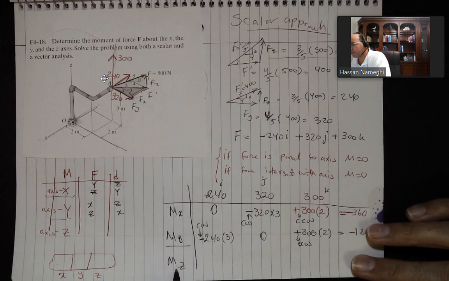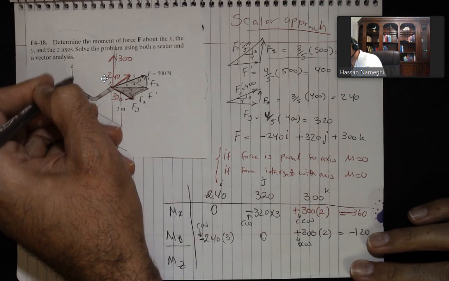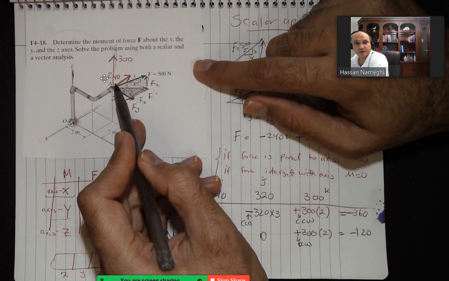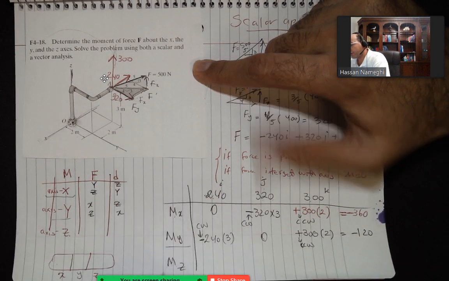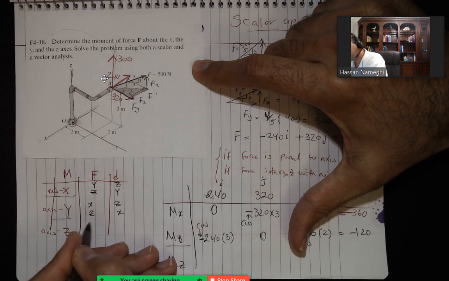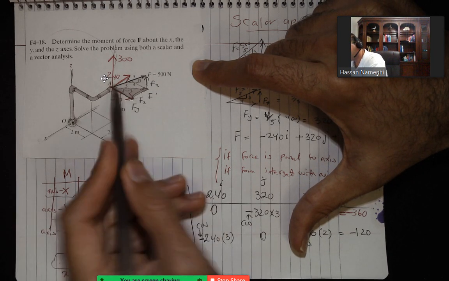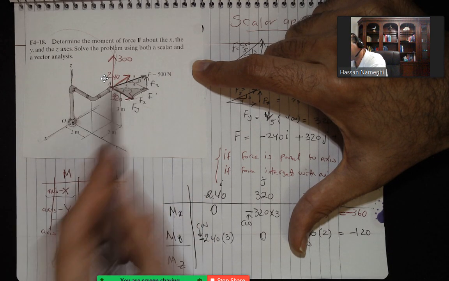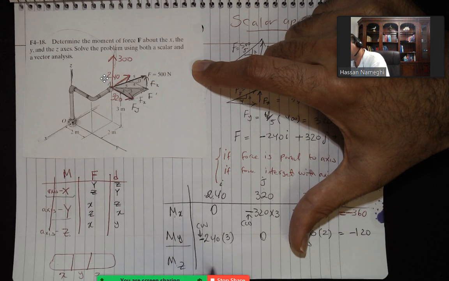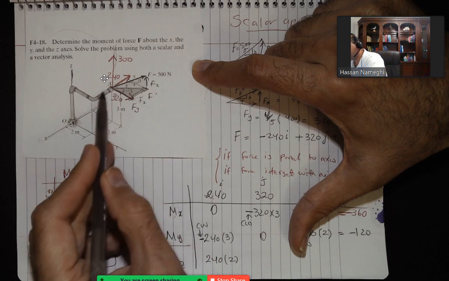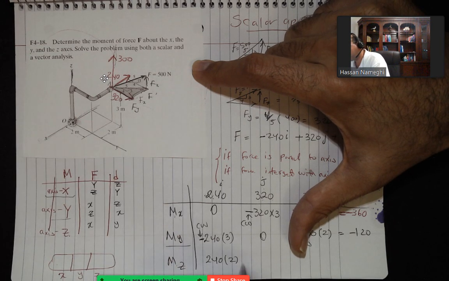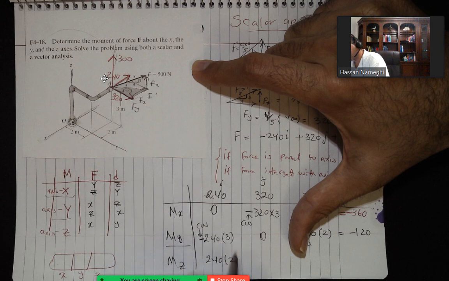So I go back to the very last one, moment about z, which is this. On the z, I have two components. I have the force 240, right? The force is on the x, distance will be on the y. So the force on the x, I have 240, and the distance is on the y. For the y, I have 2. So it will be 240 times 2. I just need to look at the rotation. The rotation about z is counterclockwise, right? You have to go up there and look from the top. And that's going to go counterclockwise.